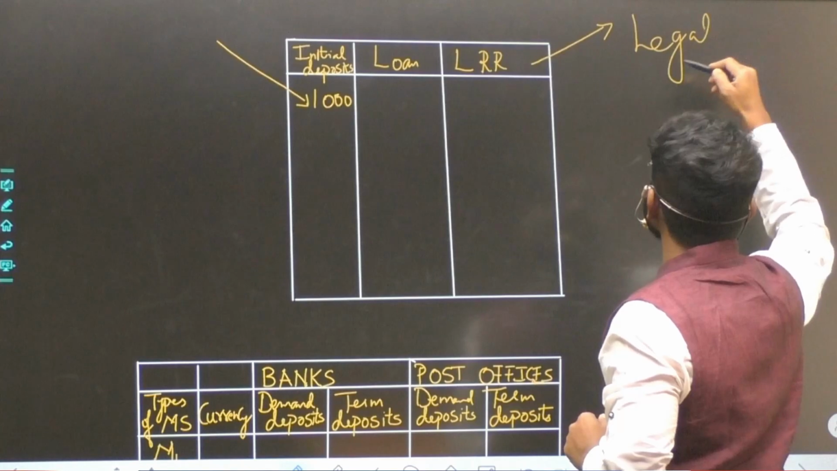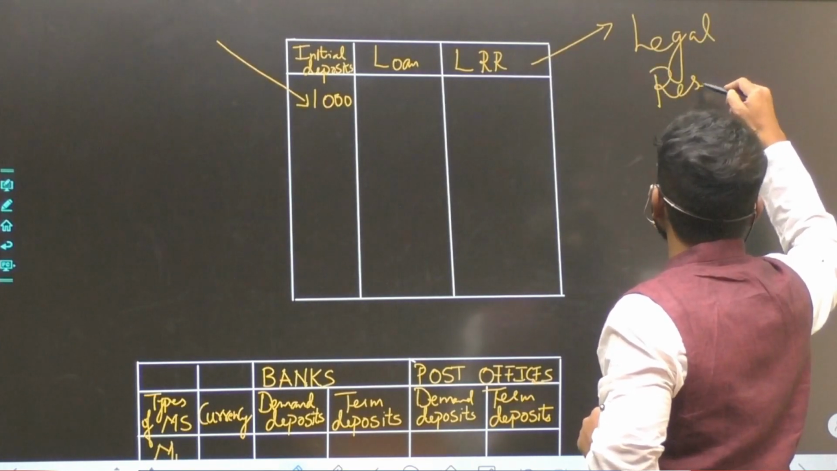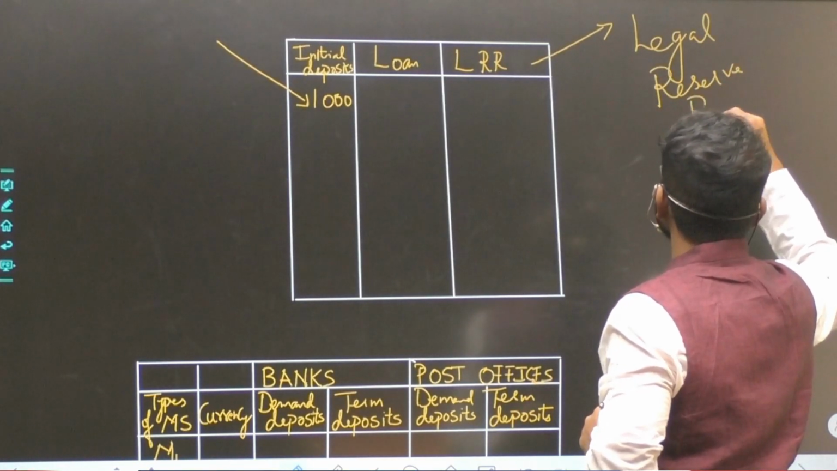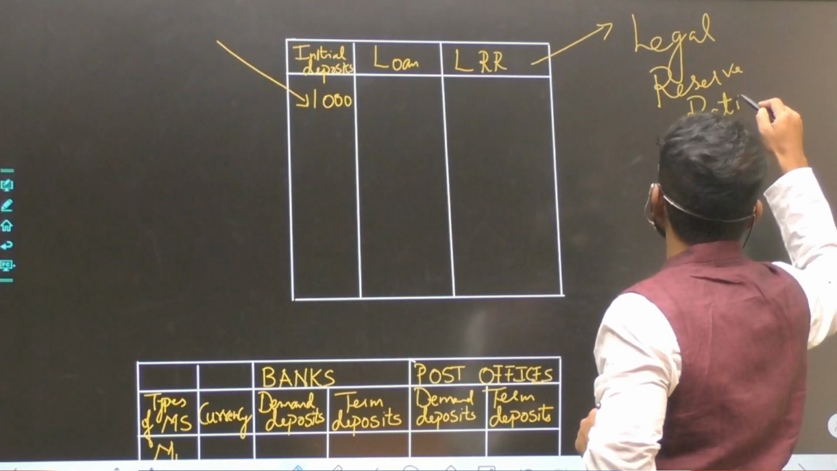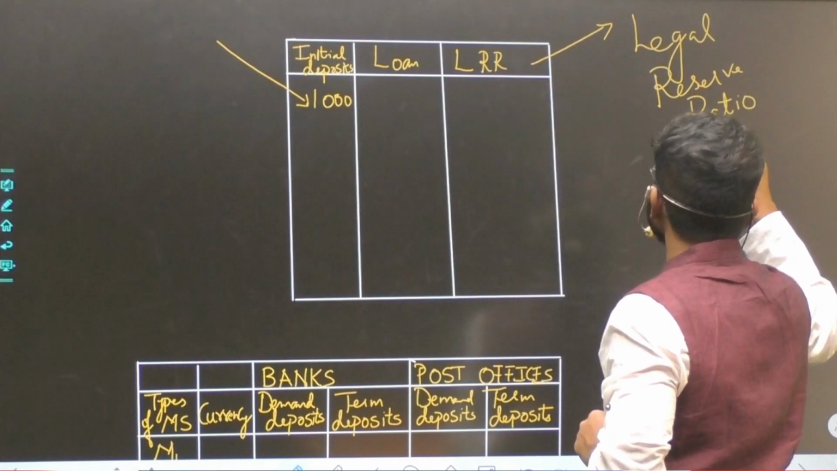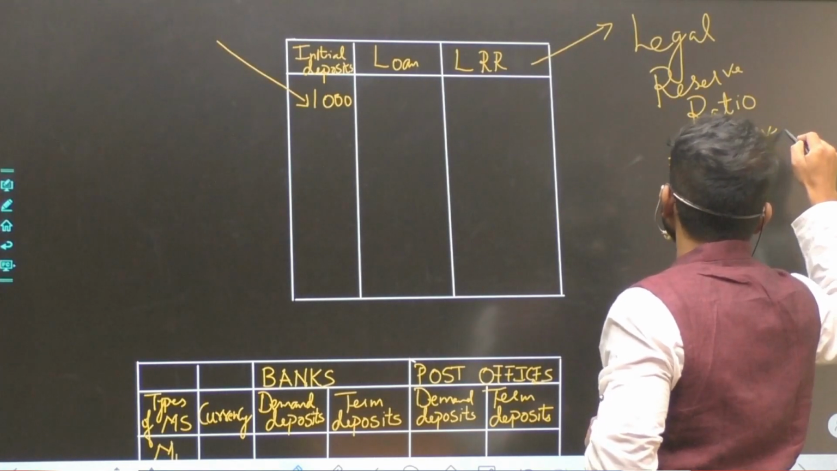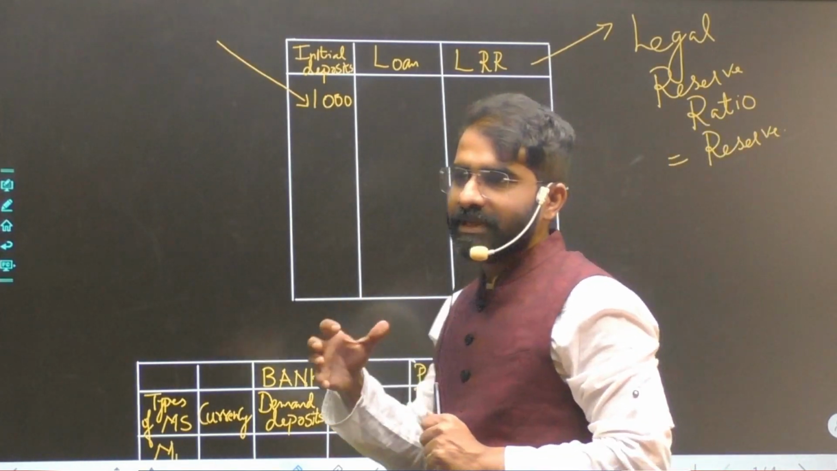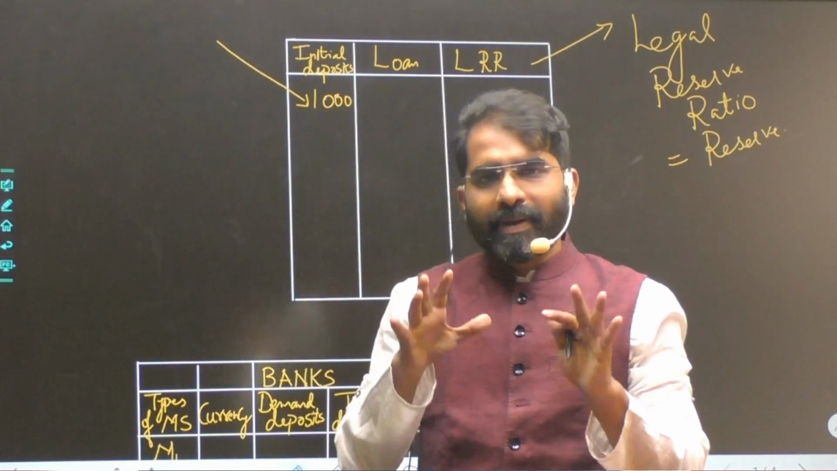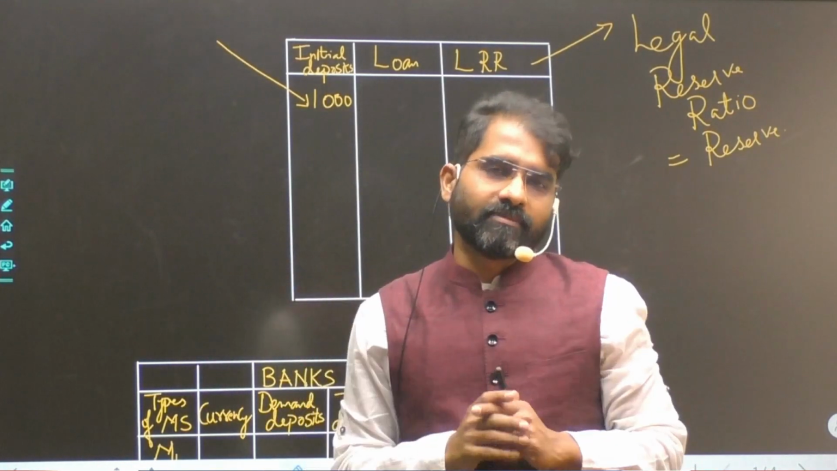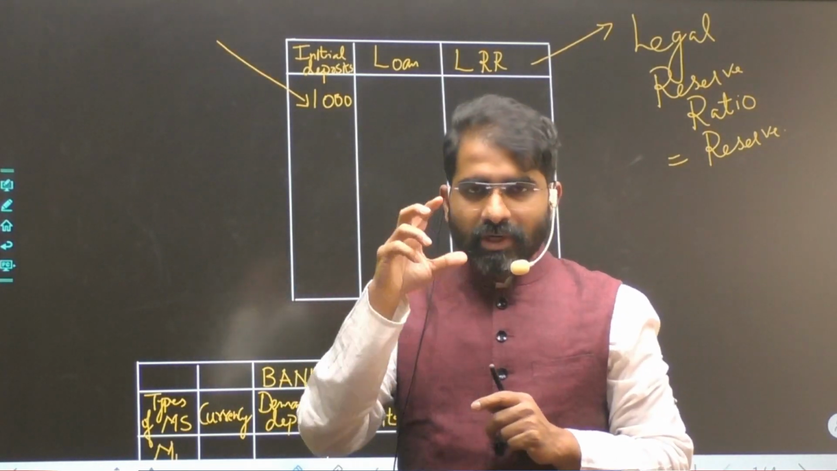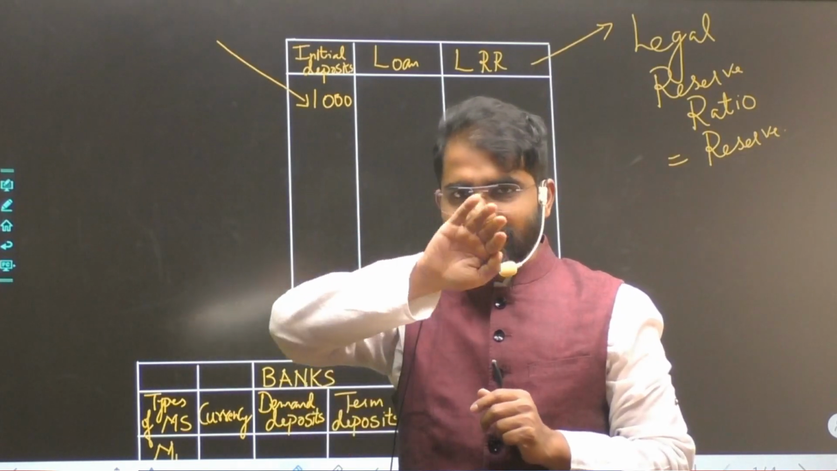Now, what is this legal reserve ratio? This is the amount which the banks maintain in the form of reserve, and that money they are not going to use for lending. It can be either CRR or SLR. That money the bank is not using for lending. This is what we have to understand. So that is what is called legal reserve, the amount which the bank is putting aside.